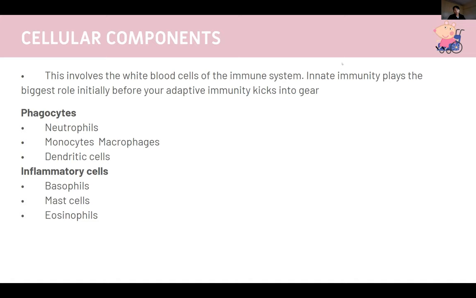Next I'll look at the cells that are involved in the natural barriers. Mainly this is just the white blood cells of our immune system. Innate immunity plays the biggest role initially, and it takes a while for our adaptive immunity to kick in. So cells of our immune system, a bit of revision: we have our phagocytes, which include neutrophils, monocytes, which differentiate into macrophages, and dendritic cells. We also have inflammatory cells, which release cytokines: basophils, mast cells, and eosinophils.